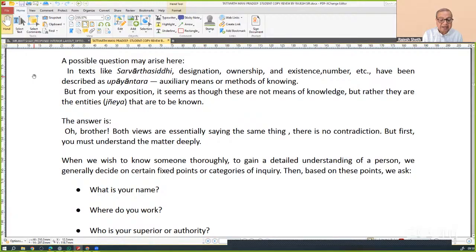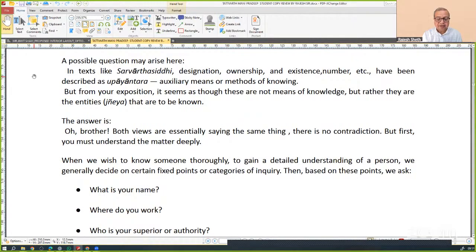have been described as upayantar. Auxiliary means you can cut down the word auxiliary and you can write alternative means or methods of knowing. So these are the alternate methods. One is comprehensive valid knowledge and viewpoints. The second is designation, ownership, etc. The third is existence, number, etc. So these are alternate means of knowing the substance. But from your exposition, it seems these are not means of knowledge, but rather they are the entities that are to be known.